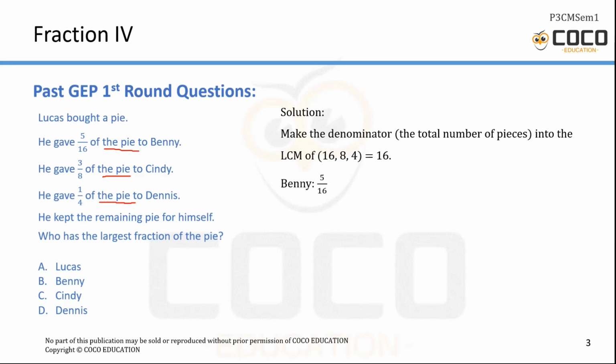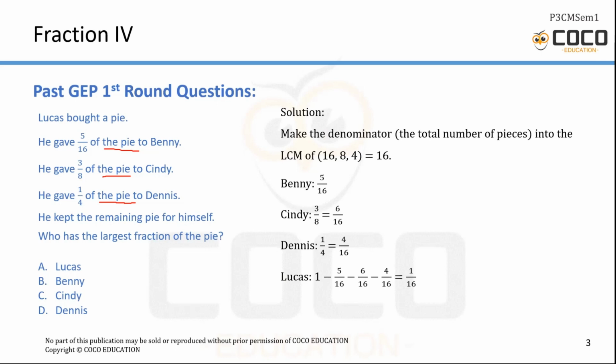So Benny we don't need to change. Benny is just 5/16. And Cindy is 3/8, so we multiply by 2 for the numerator and denominator, turning it into 6/16. And for Dennis, because the denominator is only 4, the numerator and denominator we both multiply by 4. So this is 4/16. Then how about Lucas? Lucas is the remaining, correct? He kept the remaining, so it's 1 minus the 3 fractions above. So we have 1/16.